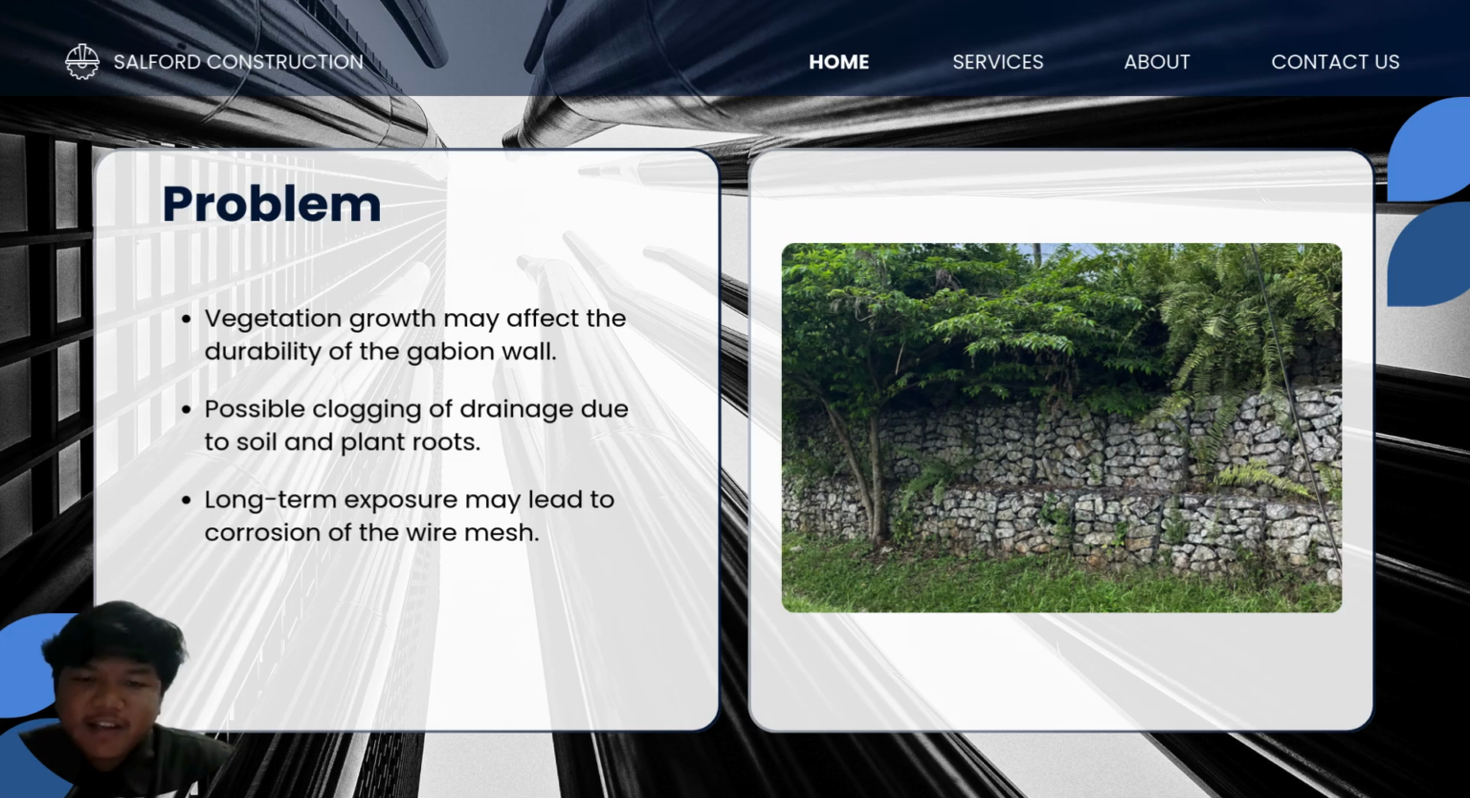During the observation, we identified several problems. First, vegetation is growing around the gabion wall. This may affect the durability of the structure. Second, soil and plant roots may block the drainage path. This can reduce water flow through the gabion wall. Lastly, the wire mesh may corrode over time due to long-term exposure.